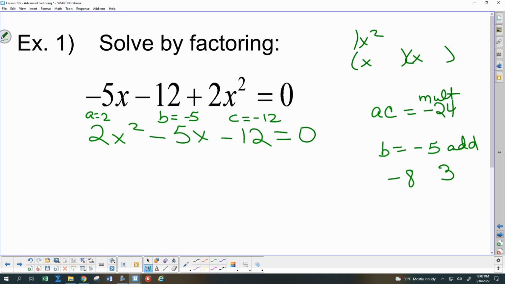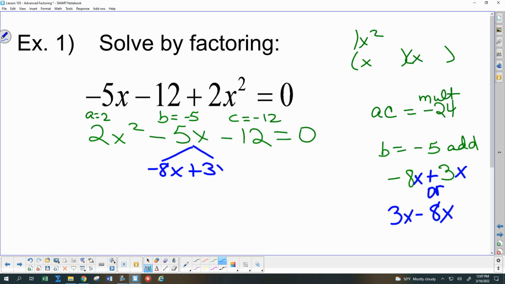Instead, what we are doing is we take this middle term, -5x, and we rewrite it as -8x plus 3x or plus 3x minus 8x. It does not matter which one you do first. You will end up with the same factoring either way. So we pick one of them. I'm going to use the -8x plus 3x. That is just for the middle term. So I keep the 2x squared and I keep the -12 and I keep the equal 0. Thumbs up, thumbs down. Are you with me to that point?